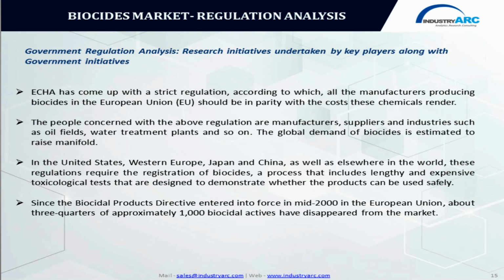This is the main reason why ECHA has come up with such a strict regulation, according to which all the manufacturers producing biocides in the European Union should be in parity with the cost these chemicals render. The supplier of a biocidal product should have a dossier containing a letter of access, the adequacy of which would be checked by the authority. The regulation has come into action since 1st September 2015, wherein in order to be a part of the European Union, a biocidal product supplier must entitle himself to be in the Article 95 list, failing which the product would be banned. The main people concerned with the above regulations are manufacturers, suppliers and industries such as oil fields, water treatment plants and so on.